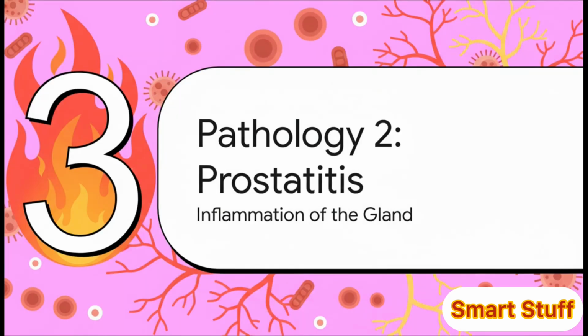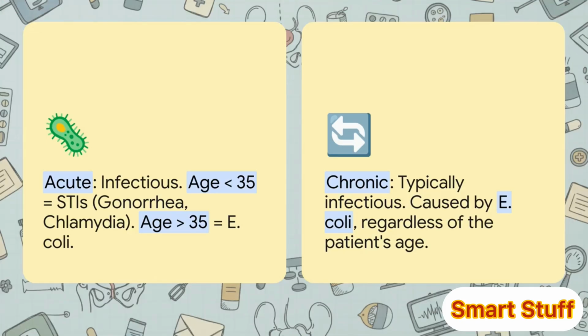Okay, now let's completely switch gears. We're moving from BPH, which is a mechanical or plumbing problem, to prostatitis. And just like the name says, this is all about inflammation and infection. When we talk about what causes prostatitis, we have to split it into acute versus chronic. For acute prostatitis, it's almost always an infection. And here's the critical part. You have to think about age. In a patient under 35, you should be thinking STIs, gonorrhea, chlamydia. But in a patient over 35, the number one culprit by far is E. coli. Now for chronic prostatitis, it's a little simpler. It's usually E. coli no matter how old the patient is.